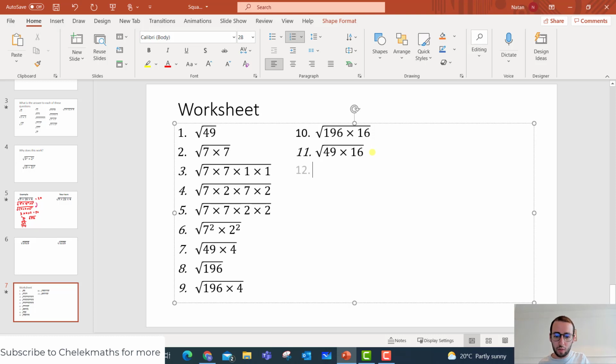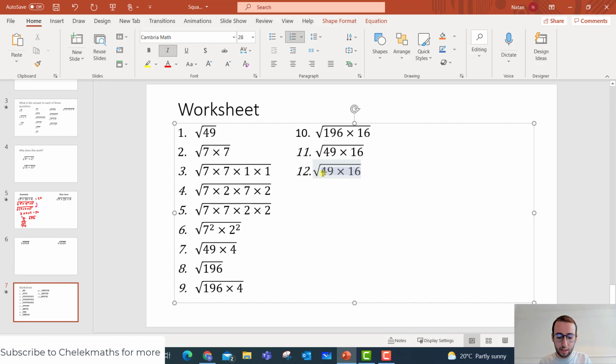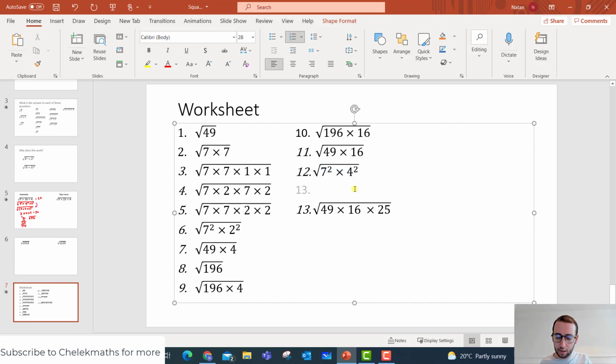Then, what would be a nice next one? Maybe we'll add another piece in. 49 times 16 times 25. In fact, let's add some more squaring ones. 7 squared times 4 squared, which is actually exactly the same. Let's copy this.